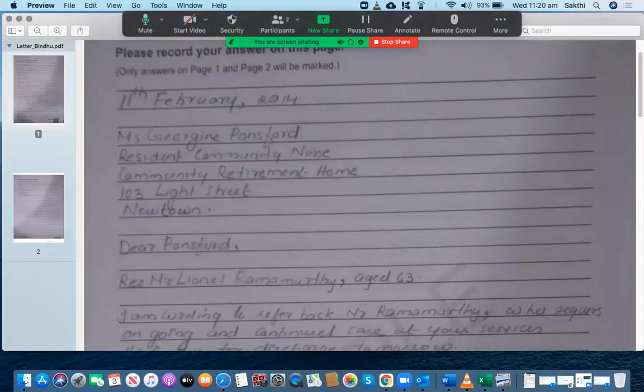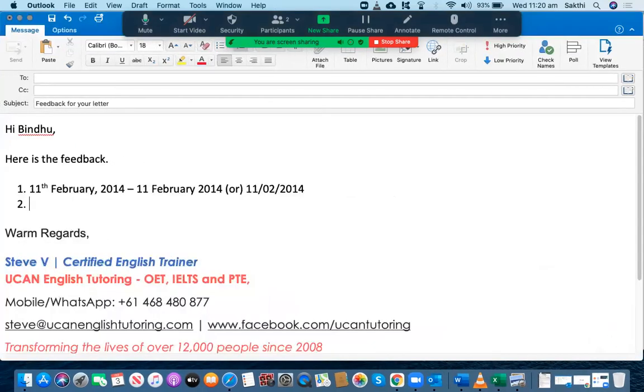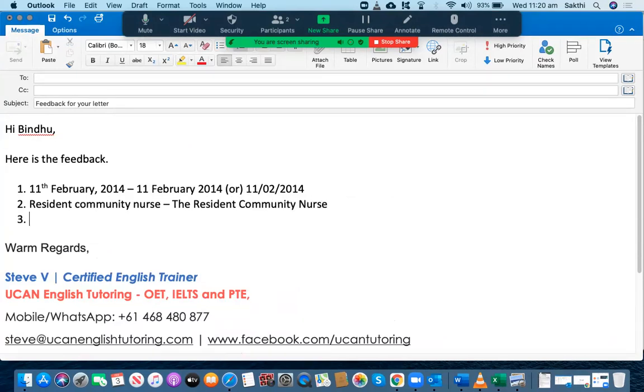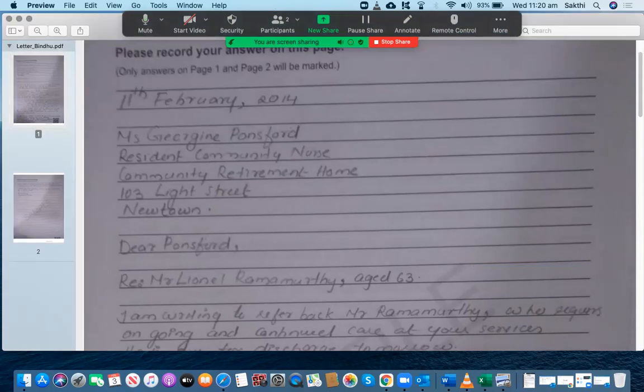So Miss Georgian Ponsford, resident community nurse. You need to write down the in front of that. Wherever you write down the occupation, you need to write down the resident community nurse. That's how you need to write. All right, let's go to the next one.